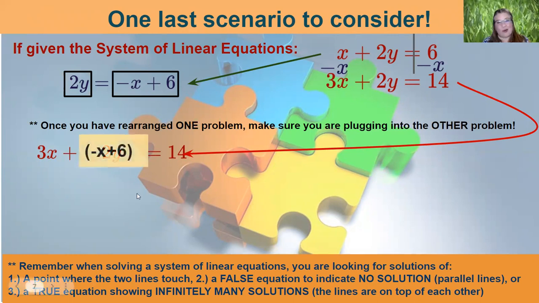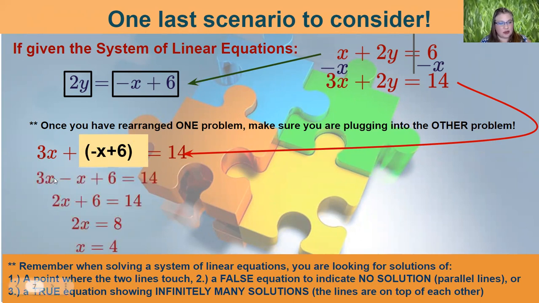I don't want you to think it always has to be one letter. If two things are equal, two things are equal. You can replace them. So now let's follow through with this. 3x, now when the positive distributes, it just leaves it the same. So 3x minus x plus 6 equals 14. 3x minus x is 2x.